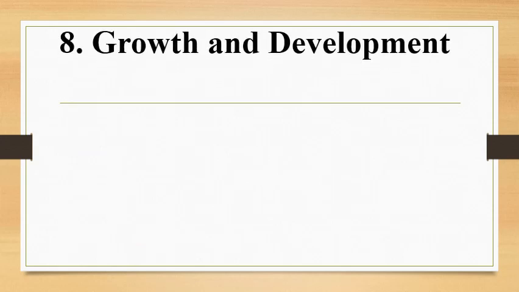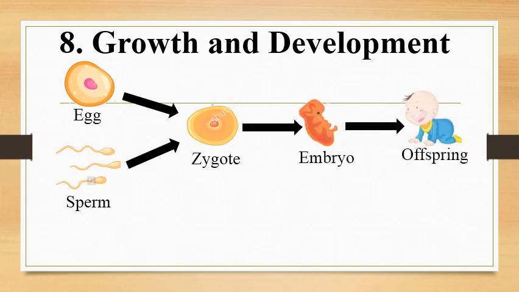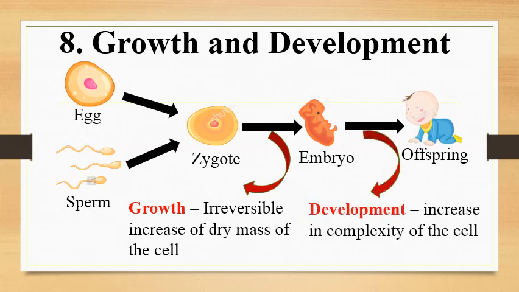Growth and development. Life of multicellular organisms starts from a single cell called zygote. Eggs and sperm fuse to form a zygote. Zygote develops into an embryo, and embryo later transforms into an offspring. During this process, growth and development occur. Growth is the irreversible increase of dry mass of the cell, and development is the increase in complexity of the cell.